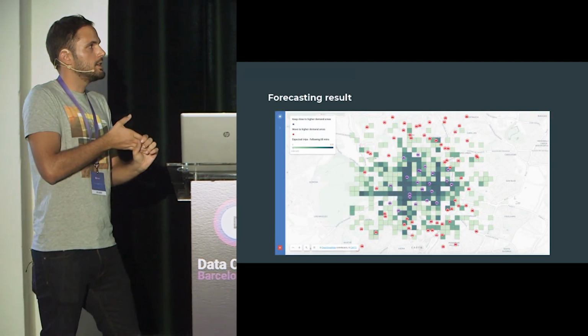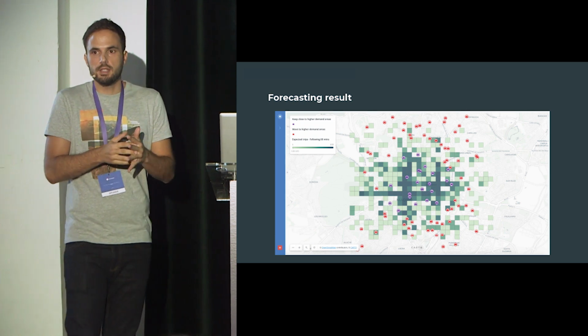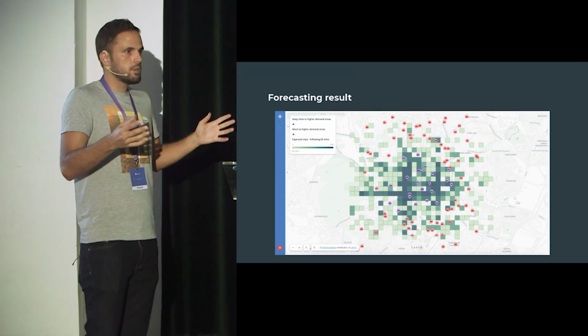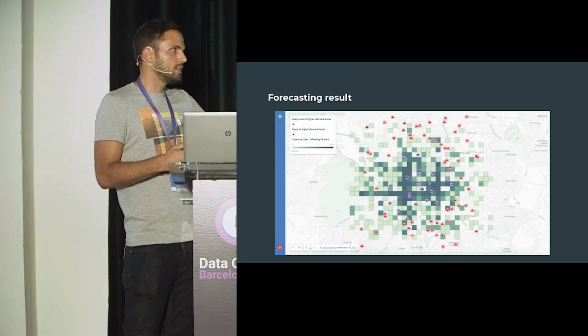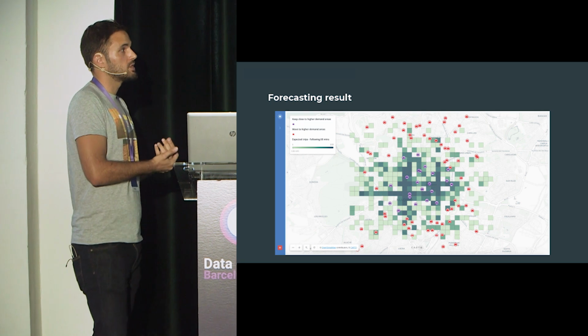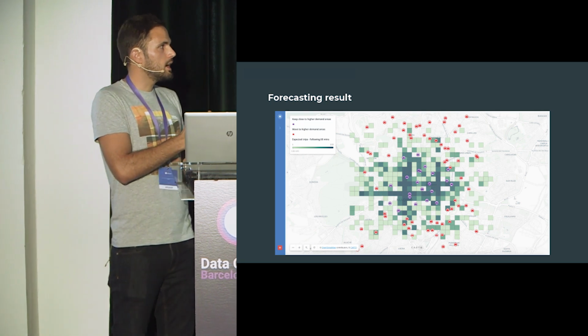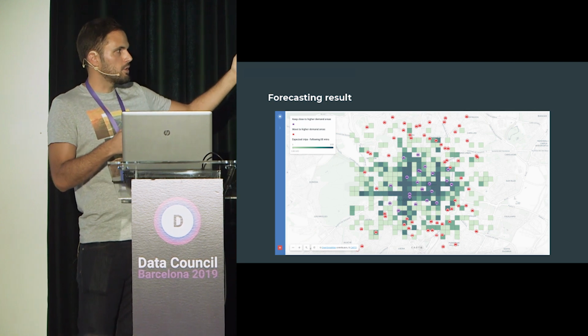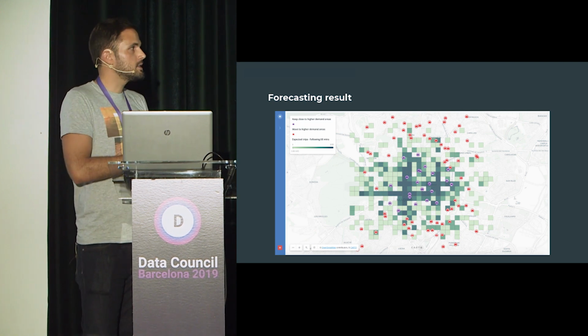So the idea here is that we would end up with a forecasting result. Again, this is work in progress, so this is a simulation that we ran in order to test if this idea was good. We would end up with this forecasting result where we can see the amount of orders that we could expect in the following 60 minutes.